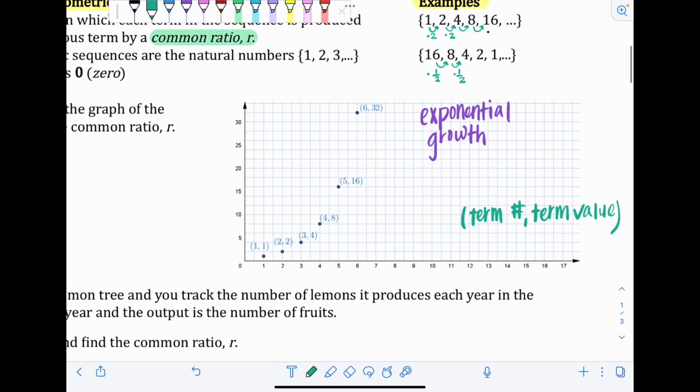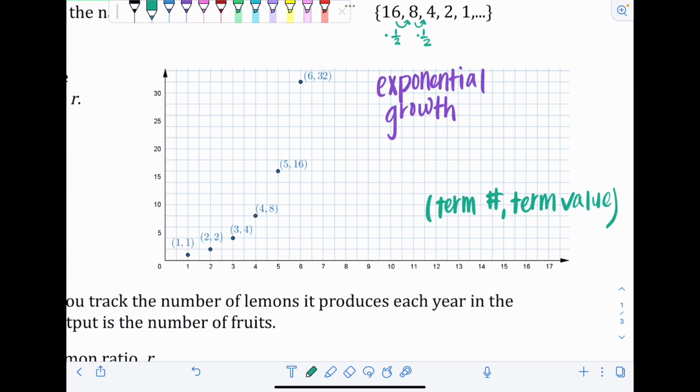So the y coordinates are going from 1 to 2 to 4 to 8 to 16 and then to 32. To get from one y coordinate to the next, you're multiplying by 2. So 1 times 2 would get to 2, 2 times 2 would get to 4, 4 times 2 would get to 8, 8 times 2 would get to 16. We don't have to worry about the x coordinates here because the x coordinates are just the term number. It's term 1, term 2, term 3, term 4, and so on.